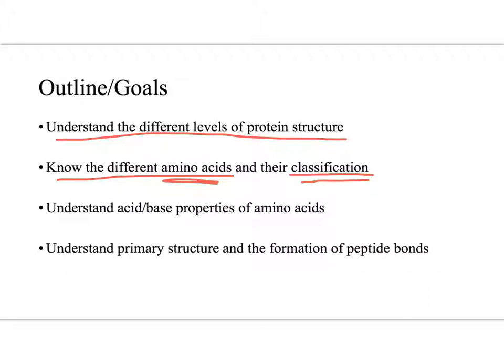We want to understand the acid-base properties of amino acids. So here we'll look at things like the pKa. We'll explore that in a little more detail. And we want to understand primary structure, which is that first level of structure, and how peptide bonds form. So how do we hold this primary structure together?